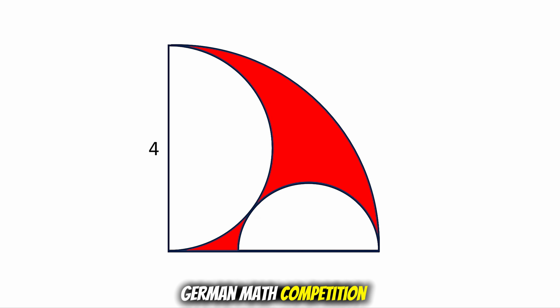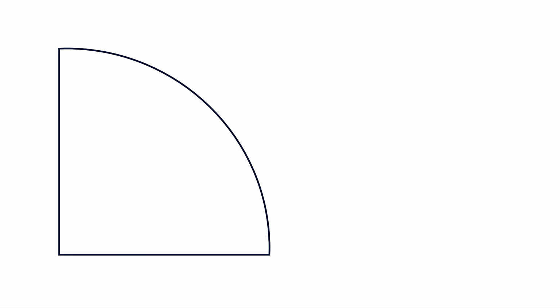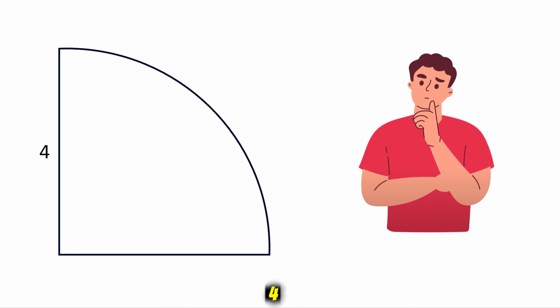This is a German math competition problem. And I'll be honest with you, it might take away a lot of your brain cells. We begin with a quarter circle. The radius of this circle is 4.